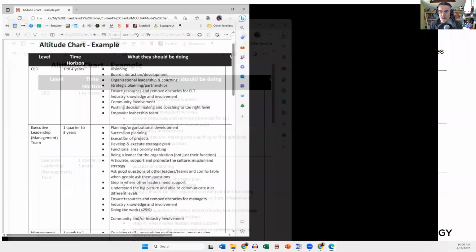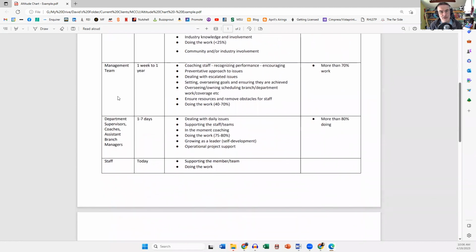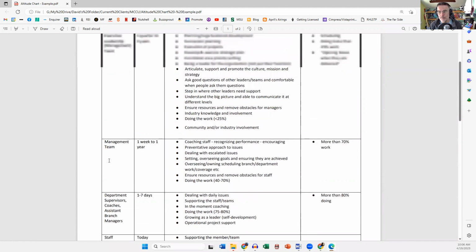And so I'm throwing up an example here where we took a credit union and said, let's look at the different levels. We've got the CEO at the top. We have executive leadership or the management team at the next level. We've got a broader management team at the next level, and then department supervisors, assistant branch managers, etc., at the next level, and then the staff at the bottom.